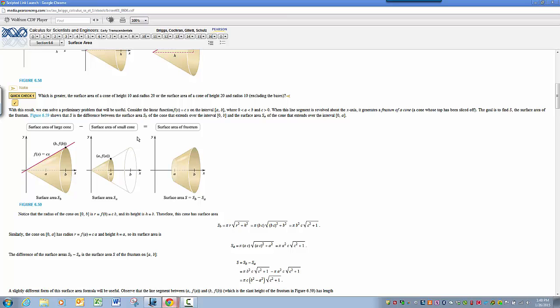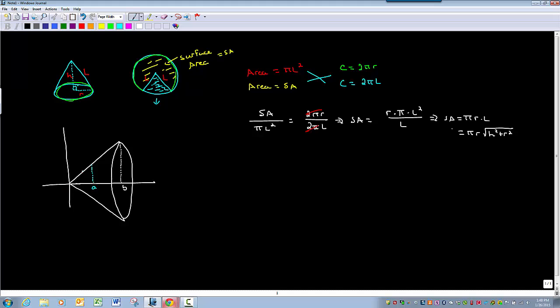Okay, now what they said is, look, let's say that this edge of the cone was given by an equation. Let's say it was given by f of x is equal to c times x, where c is clearly some constant. So this is linear, right? This line cuts through the origin. Okay, so we've simplified things real well here.